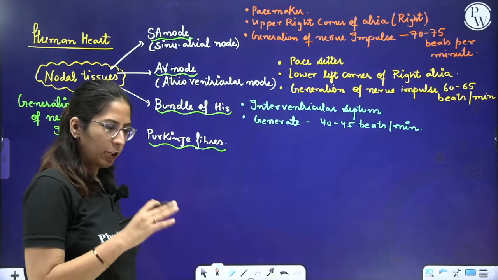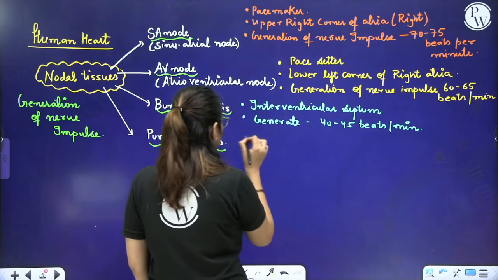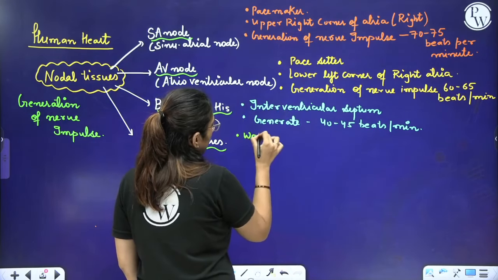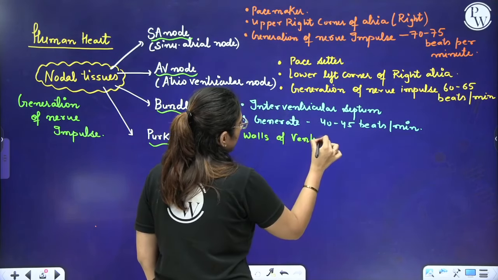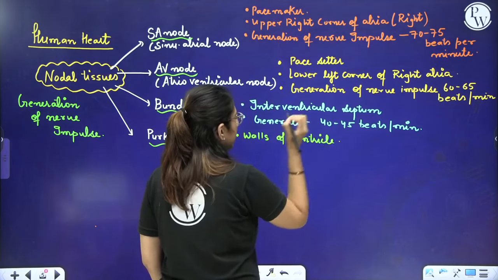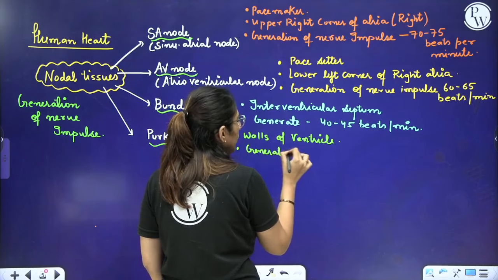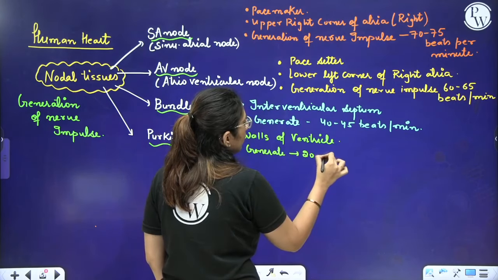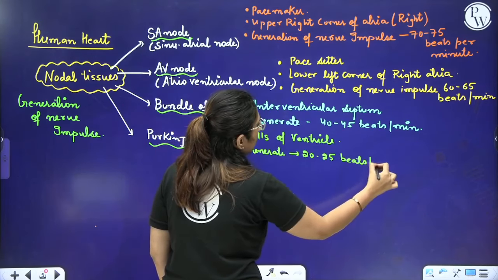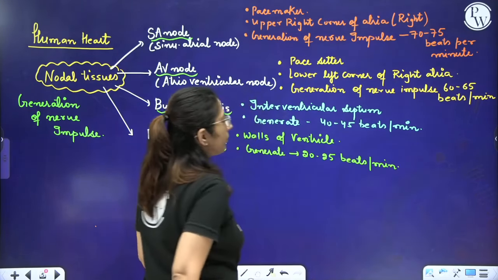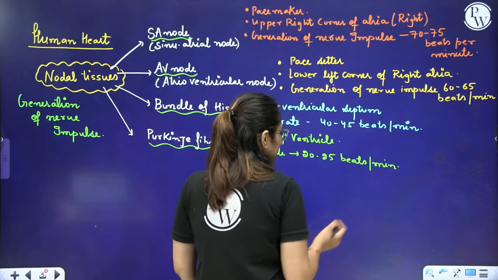Purkinje fibers you will find in the walls of ventricles. Walls of ventricle, and there they generate how much? 20 to 25 beats per minute. Clear? Now let's understand this.